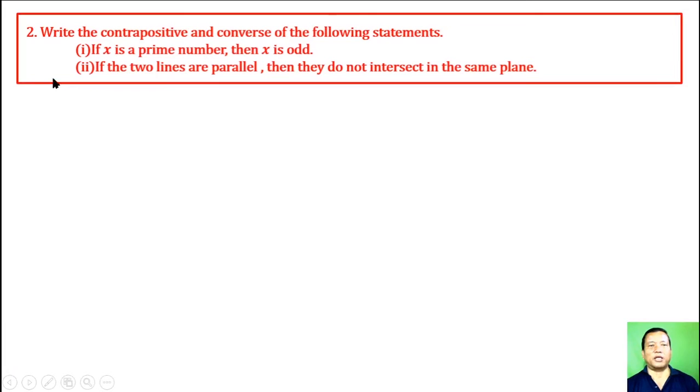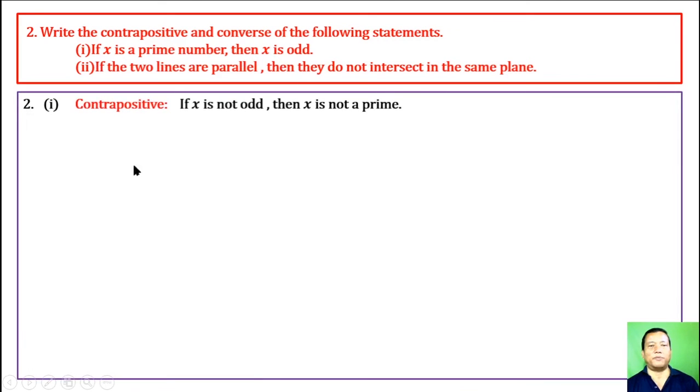Question 2. Write the contrapositive and converse of the following statements. Roman number 1. If x is a prime number, then x is odd. Contrapositive: if x is not odd, then x is not a prime. Its converse: if x is odd, then x is a prime number.